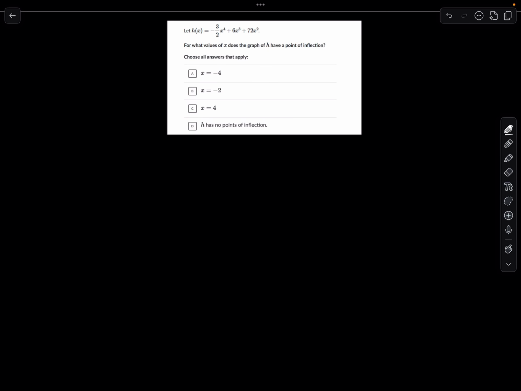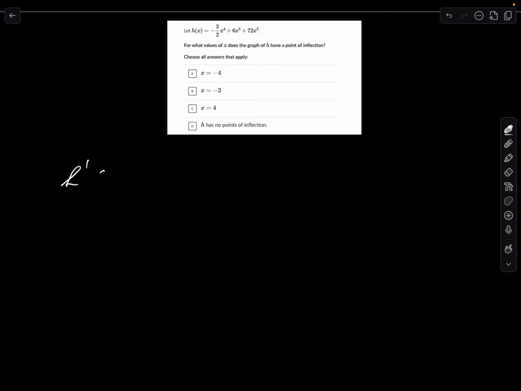Let h of x be that function. For what values of x does the graph of h have a point of inflection? Okay, they are now asking for the point of inflection, not for the interval when the function is concave up or down. So I guess this problem is going to be a little easier, but it definitely has a different way of testing our knowledge of concavity in calculus.